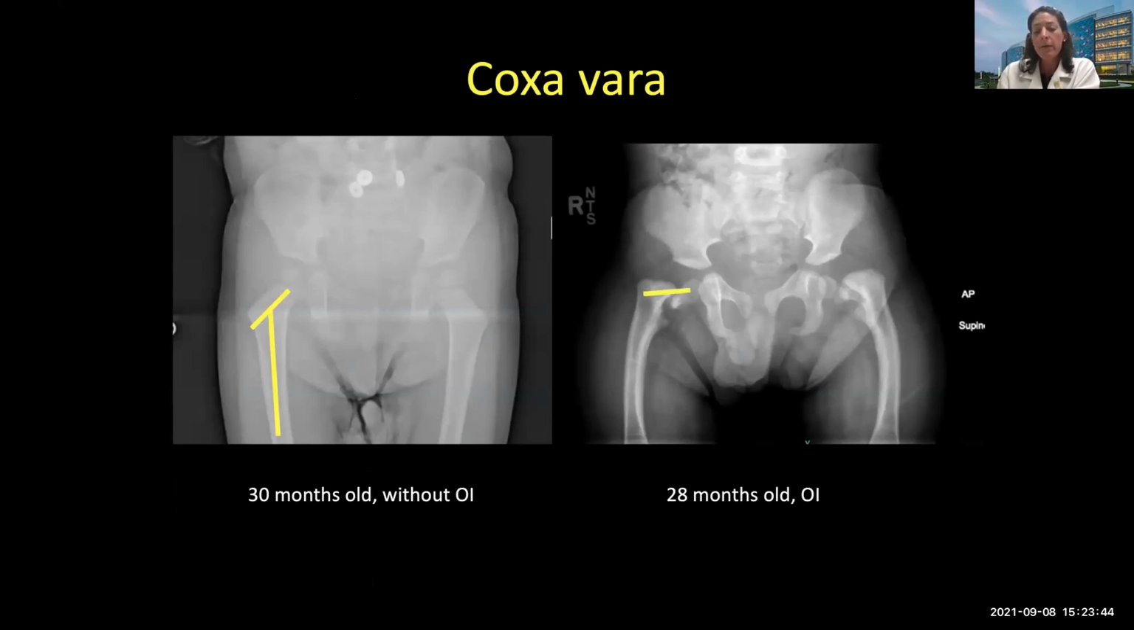This young man at 28 months old here on the right of your screen has moderate OI. And you can see the neck shaft angle is quite reduced, approaching 90 degrees. And not only that, but there's really poor ossification of the femoral neck here.